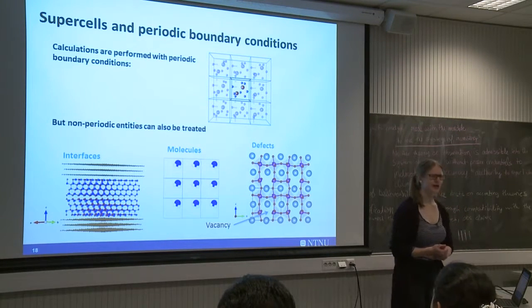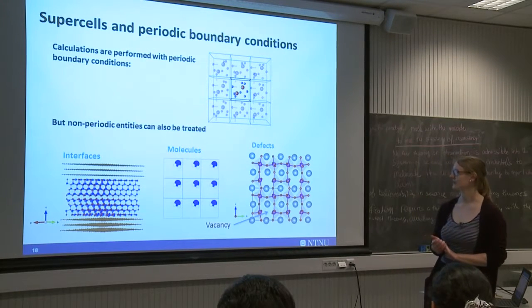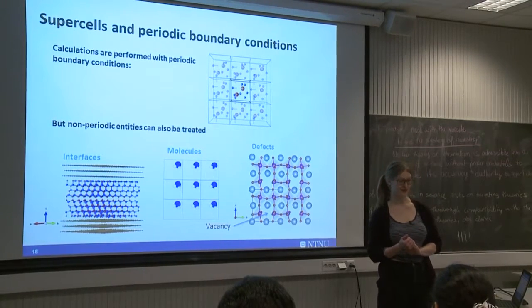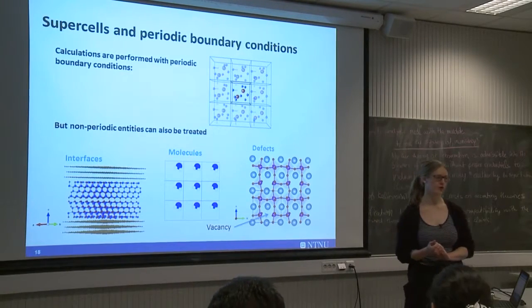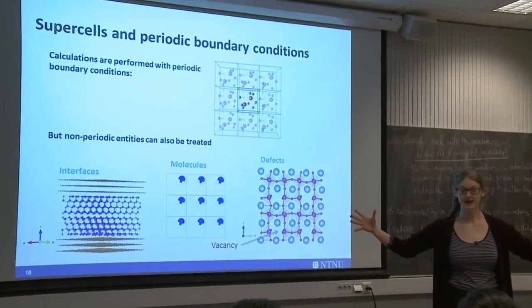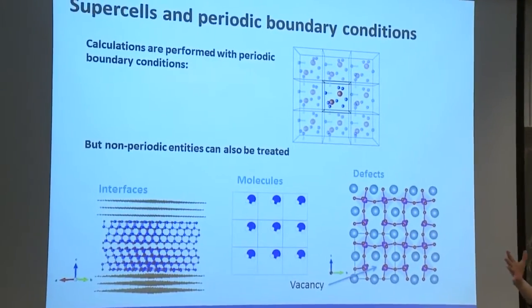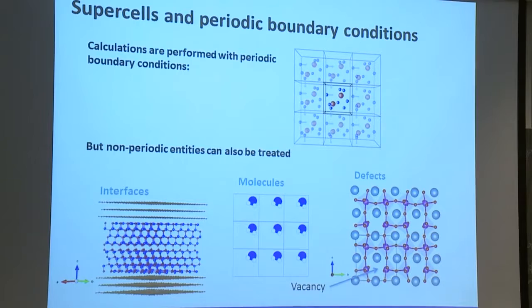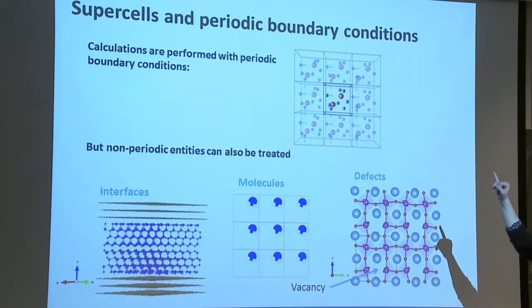Okay, so the last concept before I move over to part 2. The calculations are performed with periodic boundary conditions. So it's not like you implement a very huge cell when you calculate some crystalline thing. You implement the unit cell, or you implement a supercell. And the cell you implement is just periodically repeated in calculations. So that means that there will be interactions across your periodic boundaries.